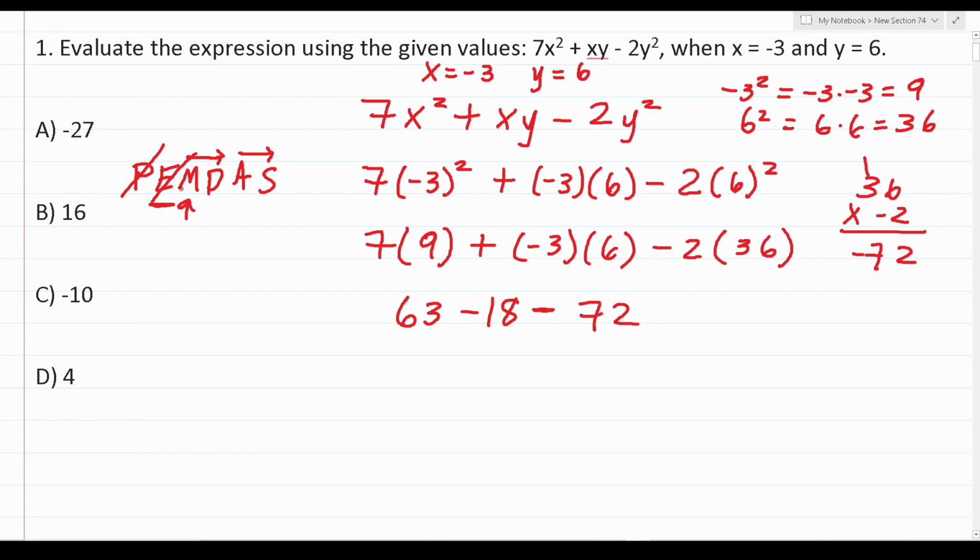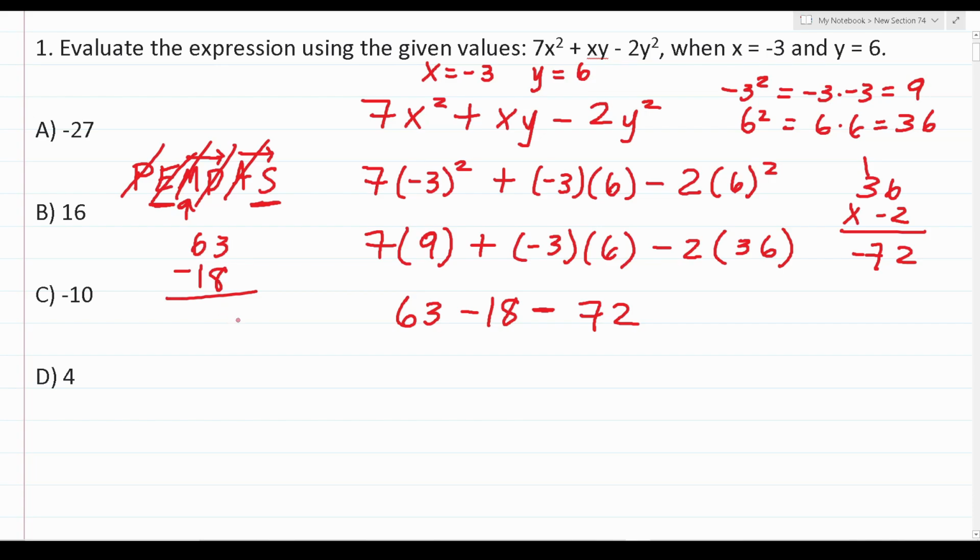All right, so we took care of our multiplication. There's no division. And as you can see, the only thing left is subtraction. So there's no addition to worry about. We're just going to work out this subtraction as it appears from left to right. That is to say, I'm going to do 63 minus 18. I'll do that over here.